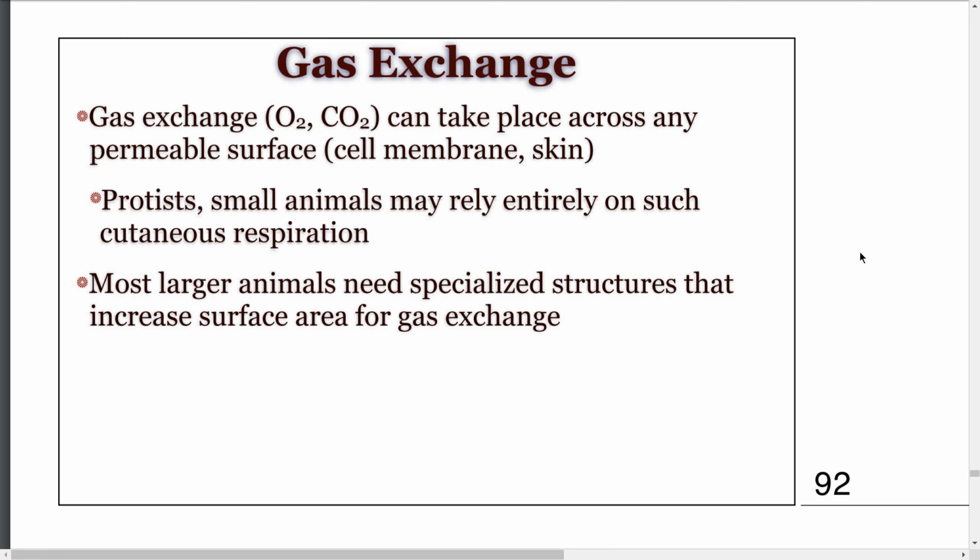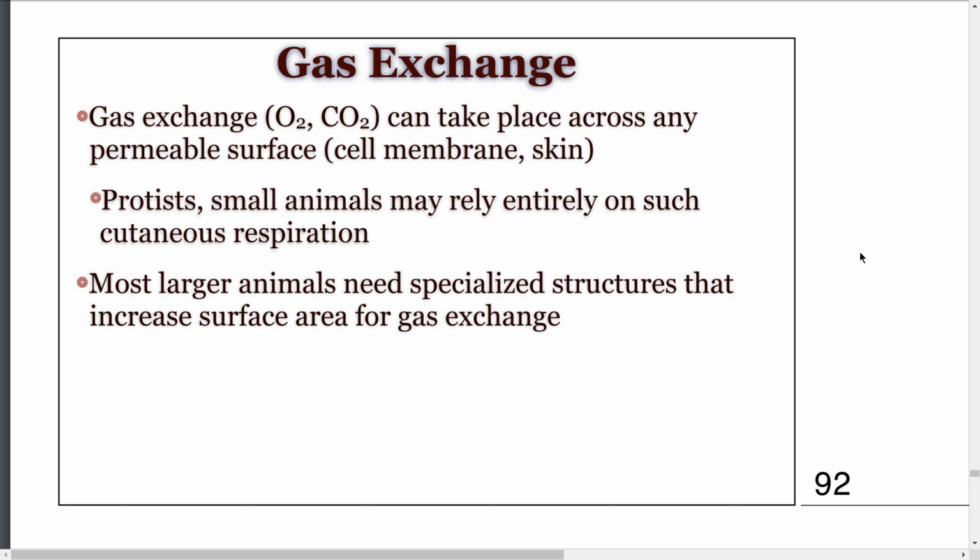And for smaller animals, and certainly protists, the surface of the animal is sufficiently large relative to their needs that's primarily how they carry out respiration. It's primarily cutaneous. You might have secondary exchange of gases through the gut, and so on.